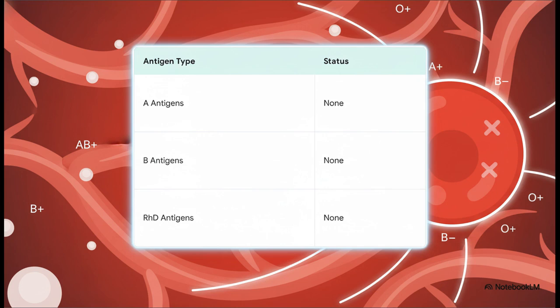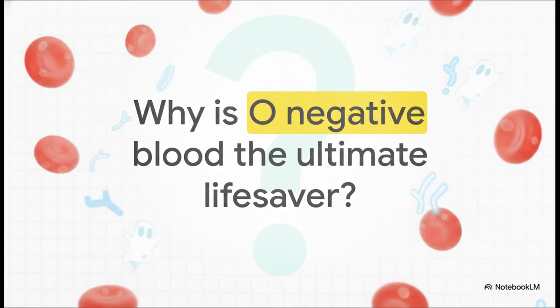And this brilliantly illustrates what happens when we combine the O group with a negative RHD status. O-negative blood has absolutely no A antigens, no B antigens, and no RHD antigens. It is completely stripped of all surface ID badges. With no surface proteins to trigger an immune attack, O-negative blood is compatible with every single other ABO and RHD blood group out there. Which leaves us with a critical real-world application. In a frantic medical emergency with an unknown patient, O-negative blood is the ultimate lifesaver because it essentially acts as a microscopic ghost, carrying no antigens to trigger an attack.